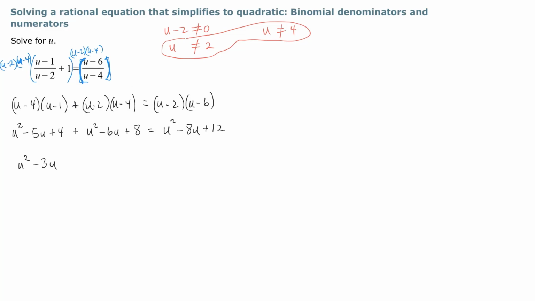Equal to 0. Isn't that pretty? I'm trying to line up my equal signs. That way I'm pretty neat. u times u minus 3 is equal to 0. So u equals 0 or u equals 3. And notice these do not coincide with our domain restrictions, so we can circle this as our final answer.